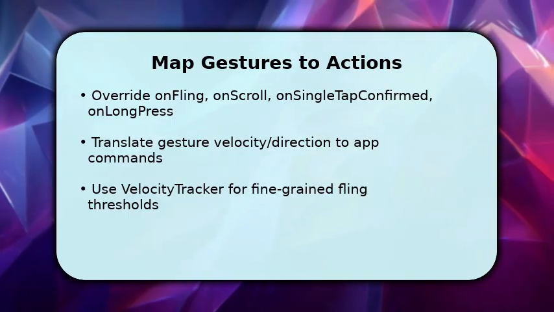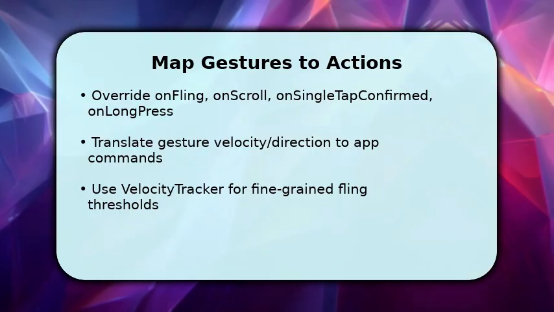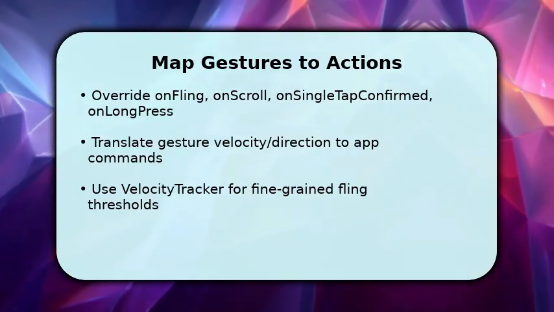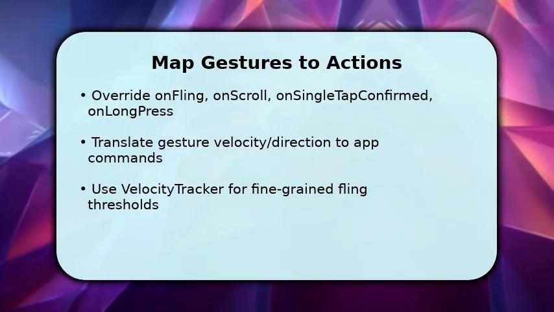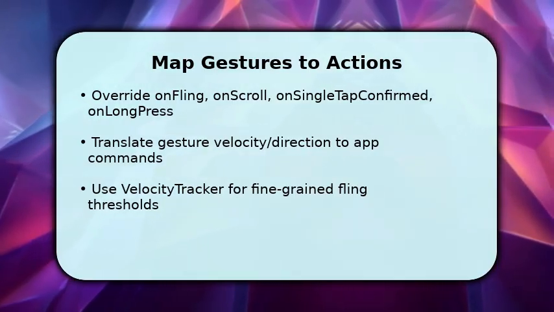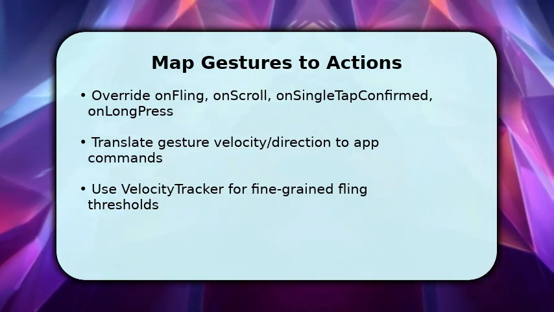You should convert pixels and velocity into meaningful thresholds so gestures feel consistent across devices. For precise detection, use VelocityTracker or the gesture detector's velocity values. Then call the appropriate view updates, animations, or finish, making the gesture robust.